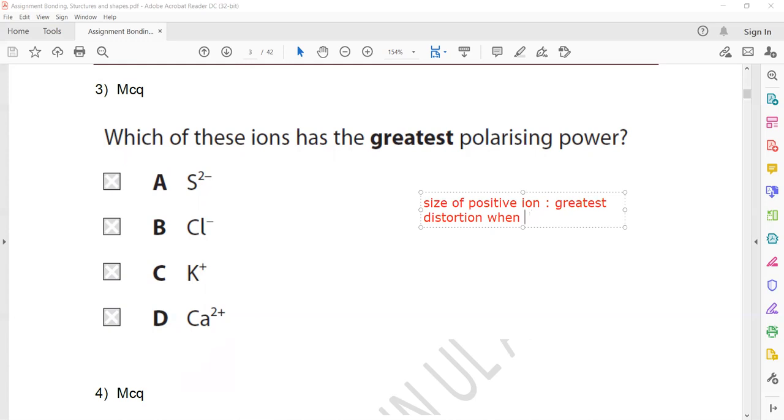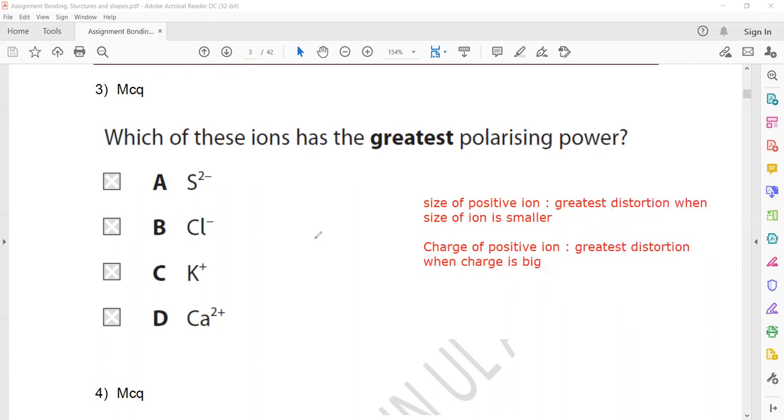when size is smaller, and the charge of the positive ion, the greatest distortion when the charge is big. So these are the two things which will cause the distortion to the negative ion, or polarization.